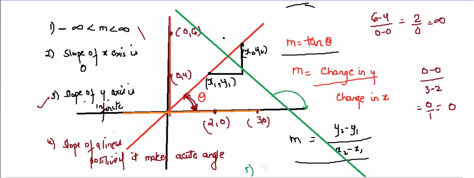So the fifth point I can say: the slope of a line is negative if it makes an obtuse angle. So basically this is the introduction of the straight line.